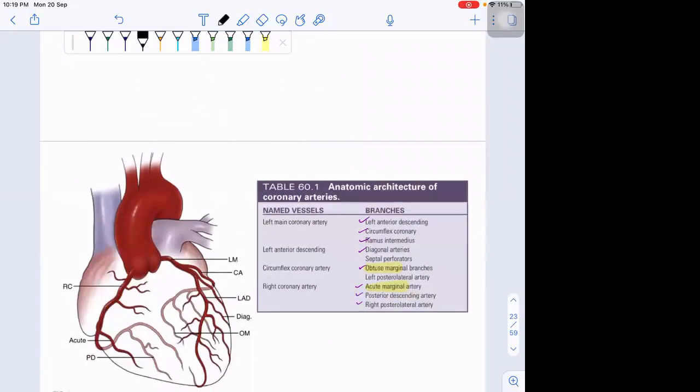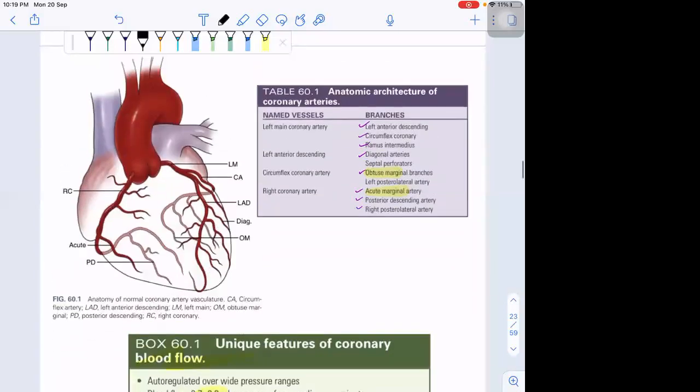So this finishes congenital heart disease. Then comes myocardial infarction, the acute heart disease. First they are telling about the anatomical architecture of the coronary arteries, the branches of the coronary arteries. The left main coronary artery is divided into the LAD, the circumflex coronary, and the ramus intermedius.